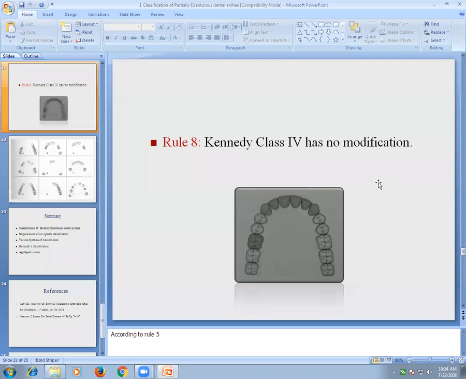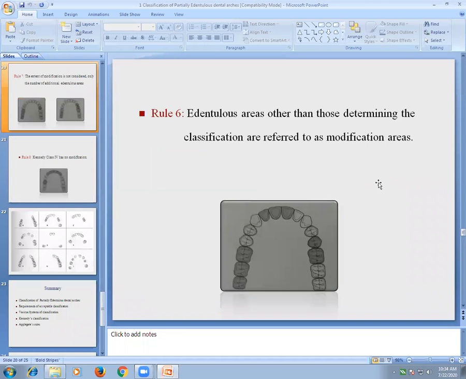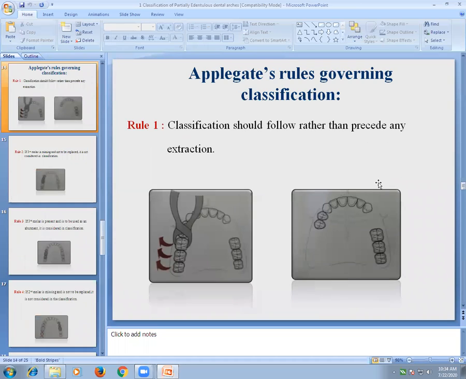Remember, Kennedy's class 4 has no modifications. Again, we will revise these rules once. Classification should follow rather than precede any extraction. That means the extraction should be done previously. After that, classification is decided.